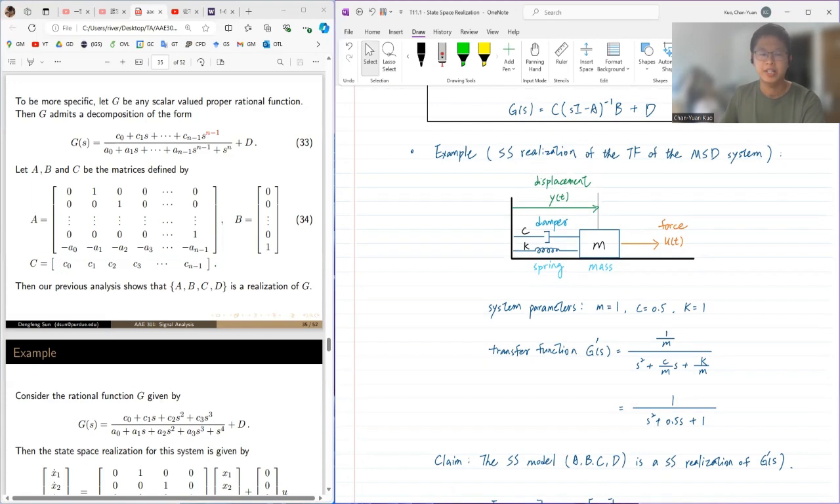And now let's look at an example to help you understand the concept better. In this example, we will be given a state space model, and we will check whether this model is a state space realization of the transfer function G'(s) of the mass spring damper system. For a mass spring damper system with system parameters mass m equals 1, damper constant c equals 0.5, and spring constant k equals 1, its transfer function G'(s) is given by 1 over s squared plus 0.5 times s plus 1.